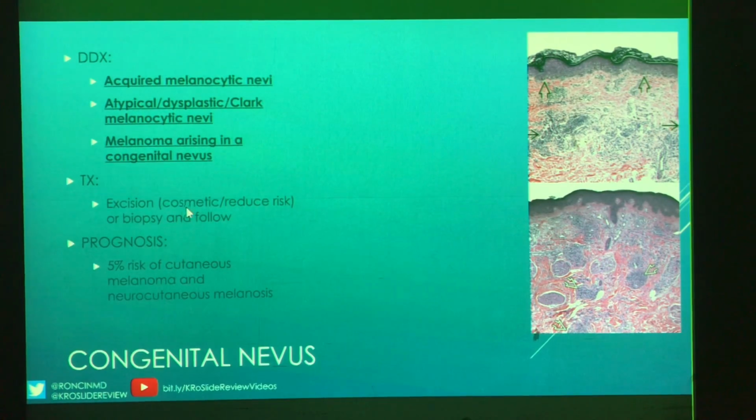And for cosmetic reasons, they may cut them out. They may biopsy them if they aren't sure what they are, but these are fine to just observe. There is a 5% risk of cutaneous melanoma as well as neurocutaneous melanosis with these lesions, so they're not entirely benign, but 5% risk is still relatively low. So this is your congenital nevus.